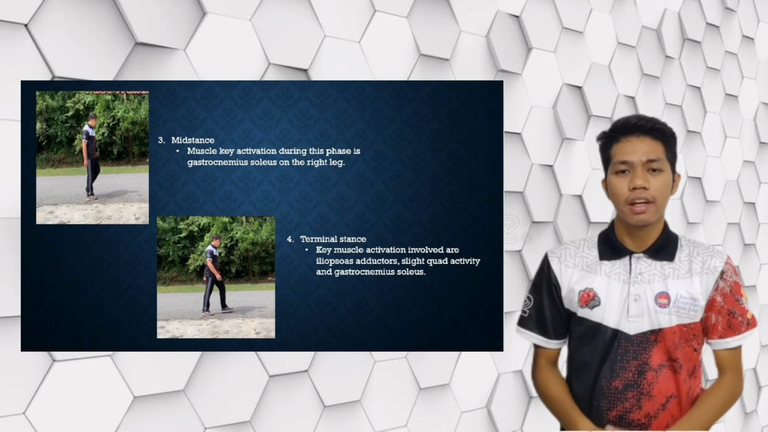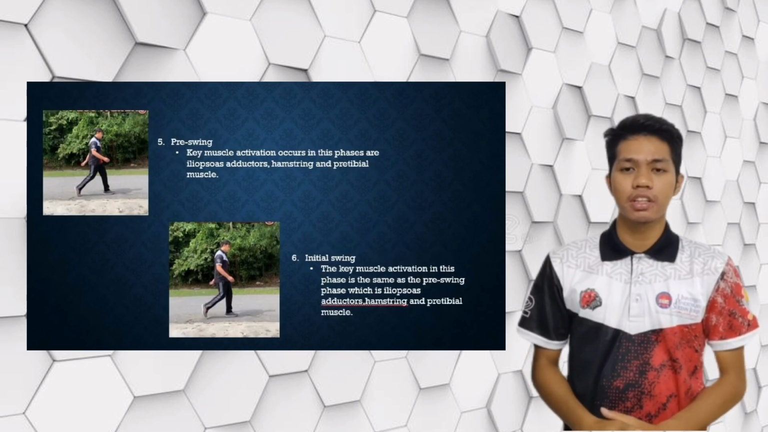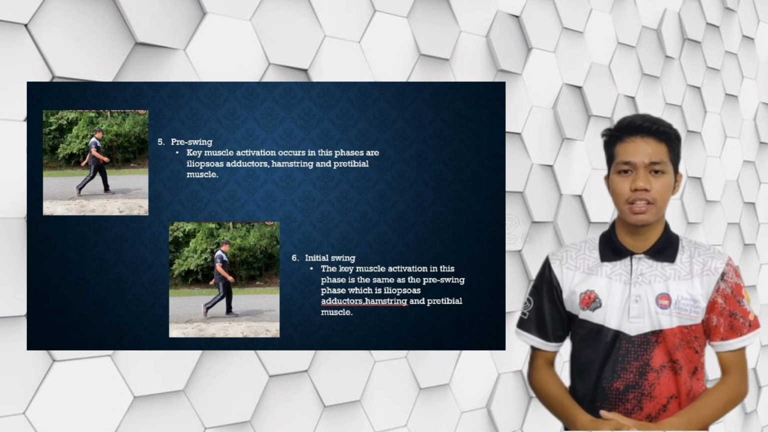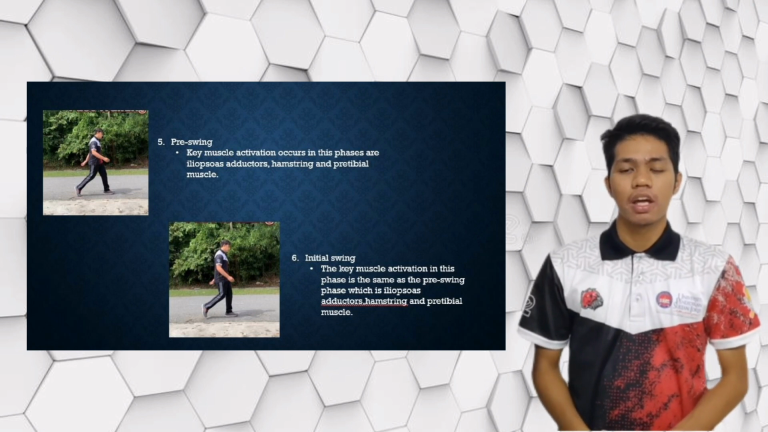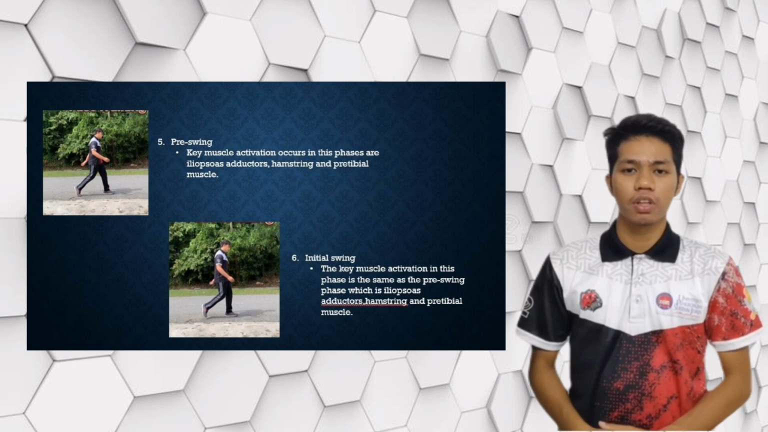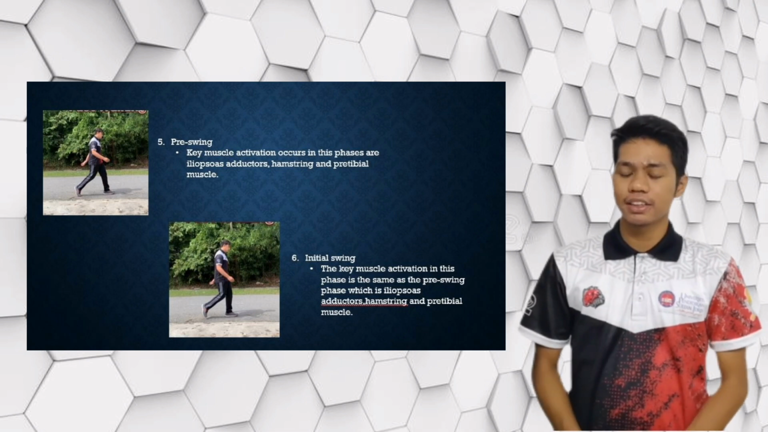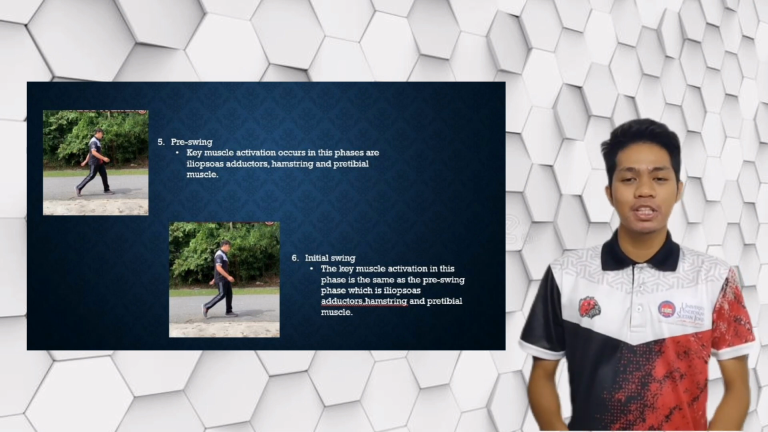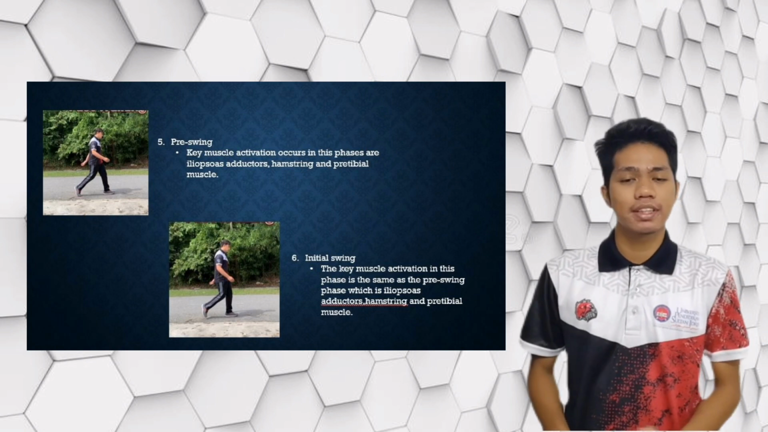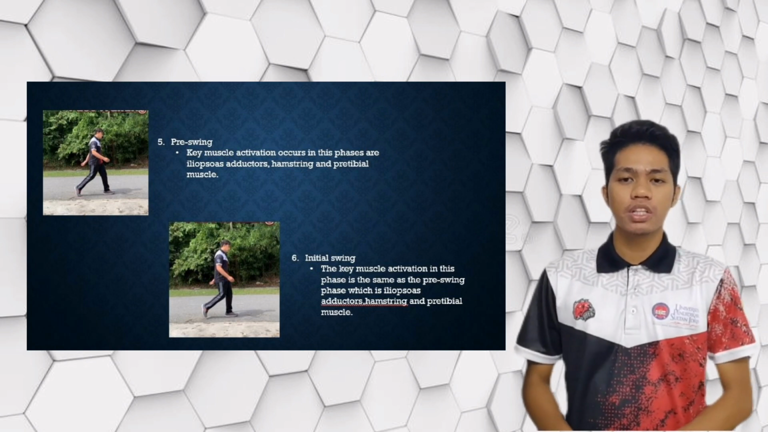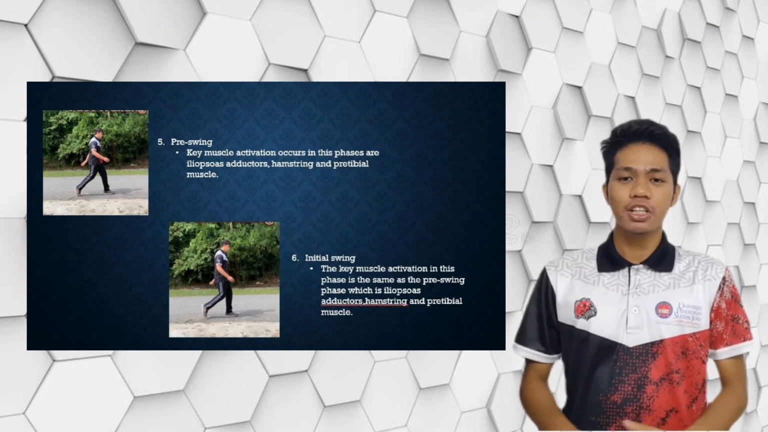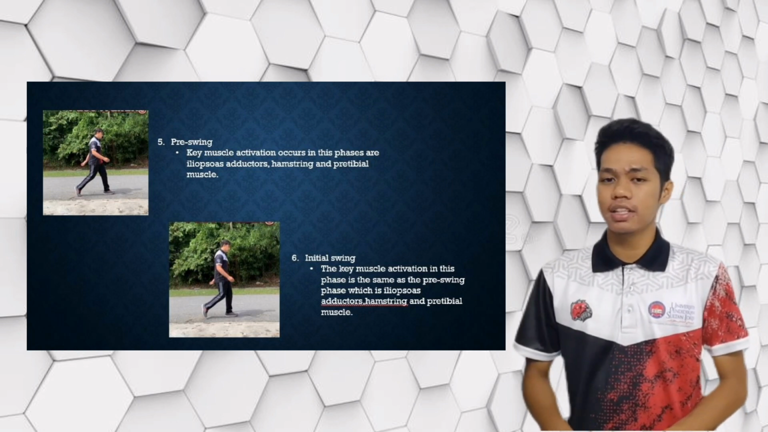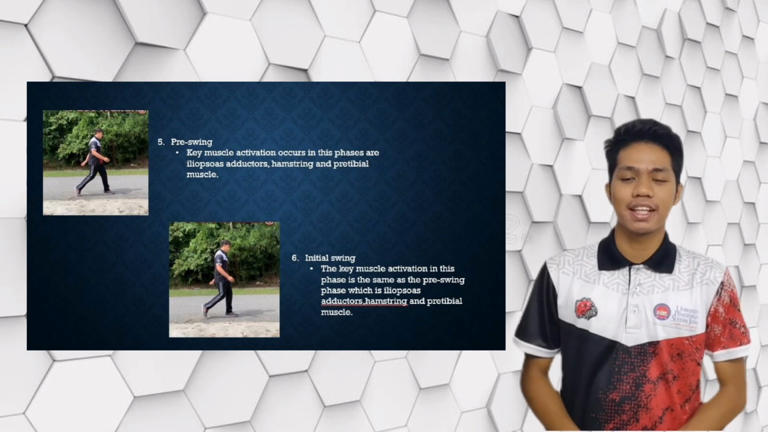Next is pre-swing. Key muscle activations that occur in this phase are iliopsoas, adductors, hamstring, and pretibial muscle. It is the last 10% of the stance phase and begins with initial contact of the contralateral foot and ends with toe off. Pre-swing is the transition phase between stance and swing, in which the foot is pushed and lifted off the ground. Initial swing goes from 60% to 75% of the gait cycle.